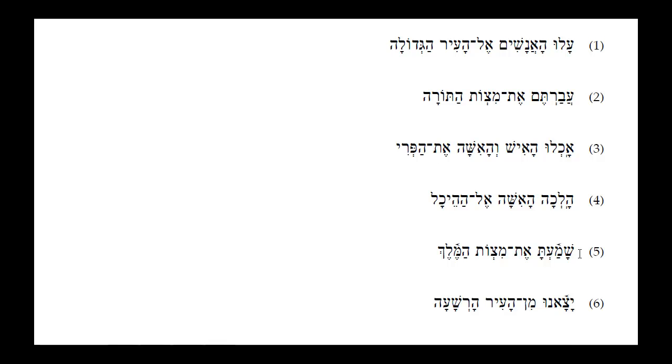Number 5, we have shamarta et mitzvot hamelekh. The verb shamarta here, we would translate as you obeyed the commandment, or commandments, since it's mitzvot, the commandments of the king. Shamarta is a qal stem, perfect conjugation, second masculine singular. The tav in the common ending shows us that it's second masculine singular. You obeyed the commandments of the king.